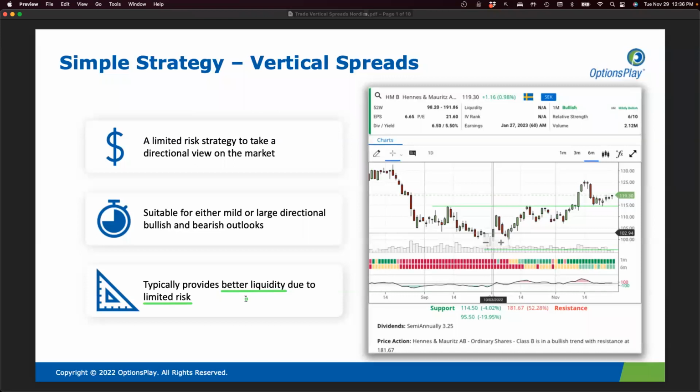So that's another thing to consider, that when you're buying and selling vertical spreads, because they're a limited risk for you, they're also a limited risk for the market maker, that sometimes you can find better execution prices on this. Does that make sense to everyone? Please type 1 into the chat window if that makes sense to you.